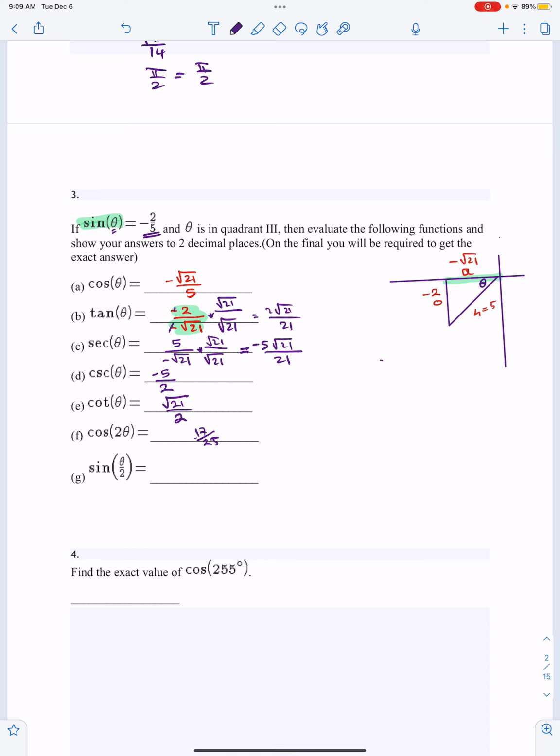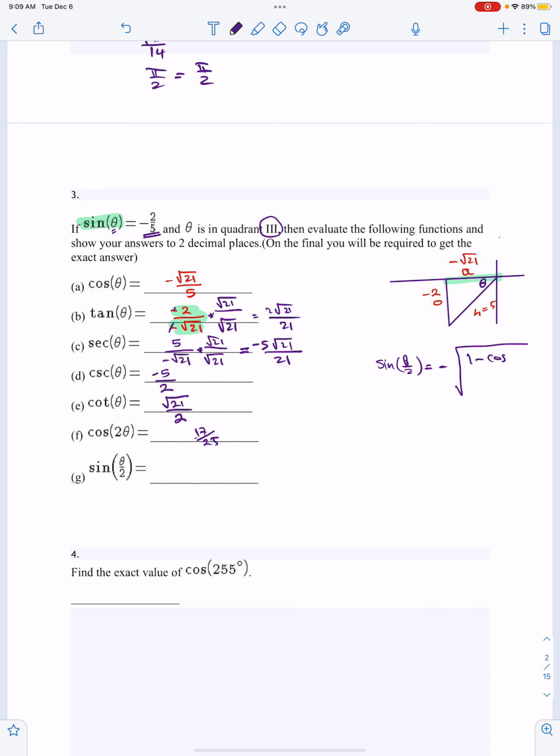I have sine theta over 2 is equal to positive or negative, but I'm going to choose the negative because we are working in the third quadrant and sine is negative in the third quadrant. Square root of 1 minus, let me just erase that part of the line.